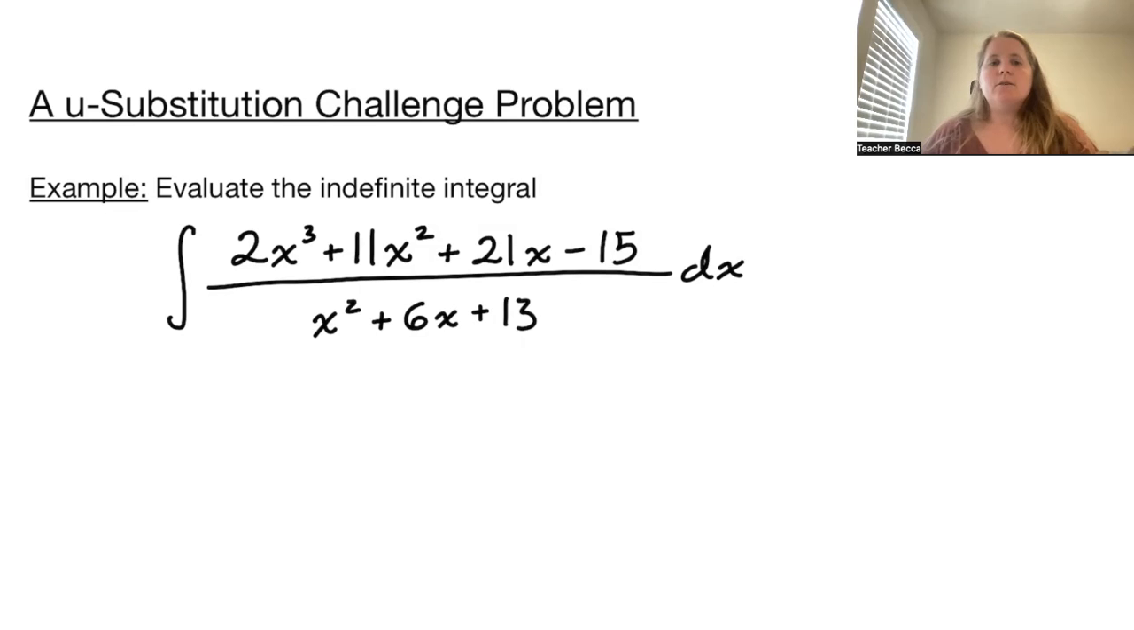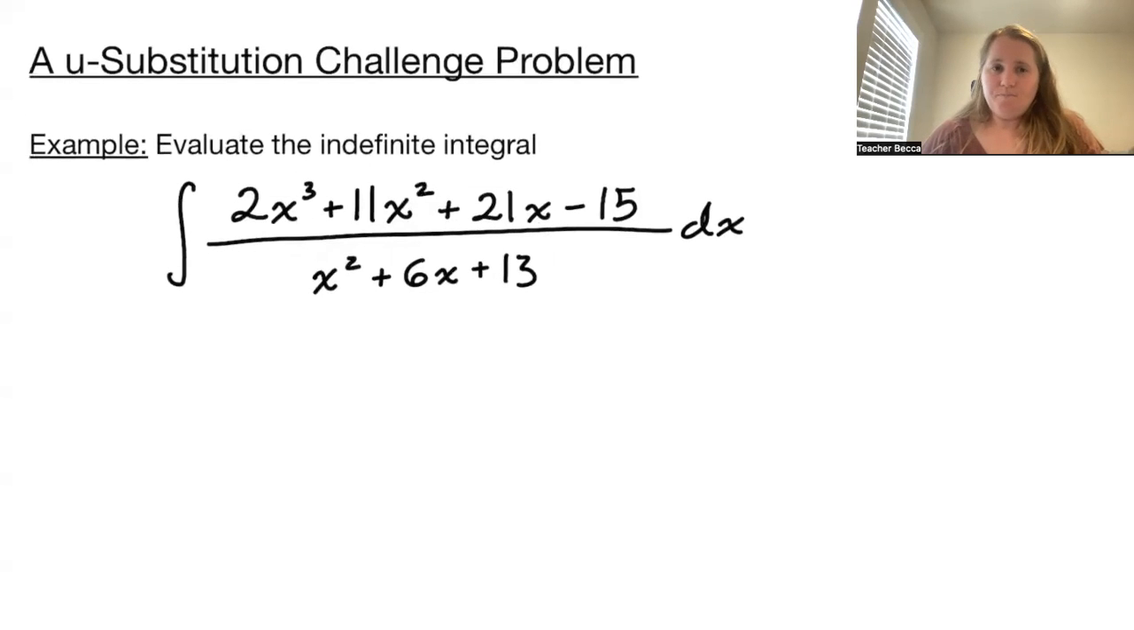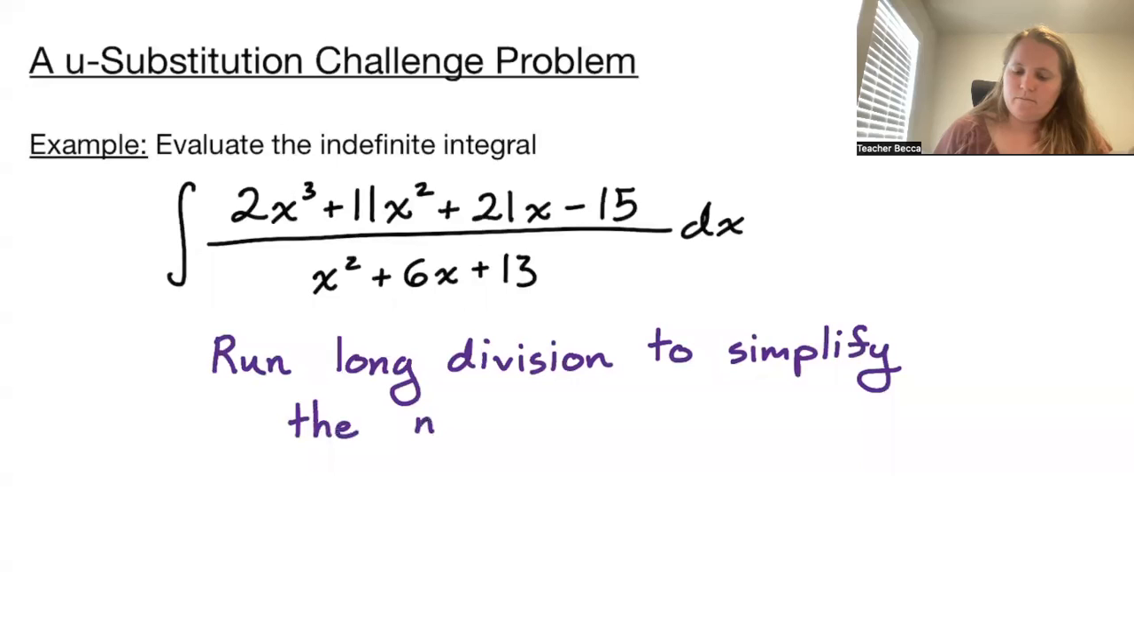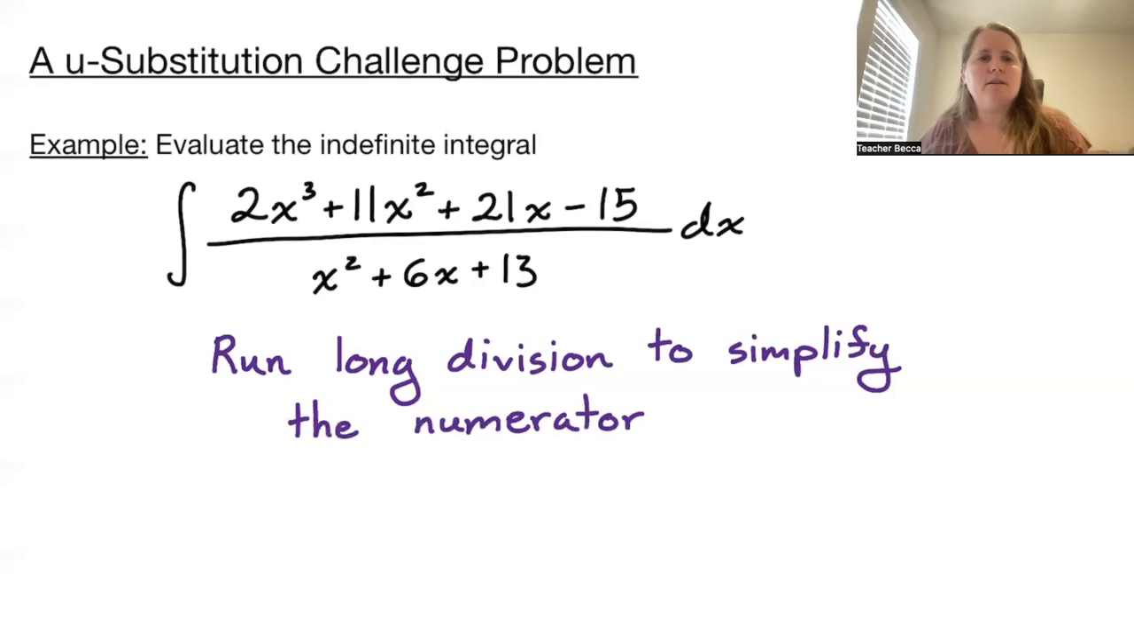As a general rule, if we have equal or higher power in the numerator than the denominator, we should go ahead and run long division to simplify our numerator. No reason to have a more complicated numerator than necessary.